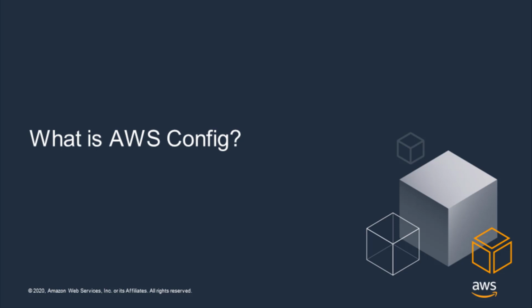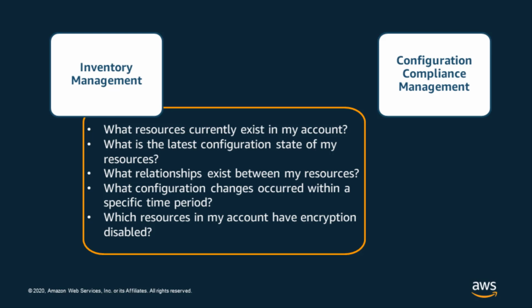Let's talk about a couple of fundamental concepts before diving into what AWS Config does. So first of all, inventory management system. It maintains a real-time inventory of resources and their current and historical configuration. It helps answer questions such as what resources currently exist in my account, what are their latest configurations, and what relationships exist between these resources, and any configuration changes that have occurred in a specific period of time, let's say a week, or which resources in my accounts have encryption disabled. All of these are extremely valuable information when you're investigating an operational issue or a security breach.